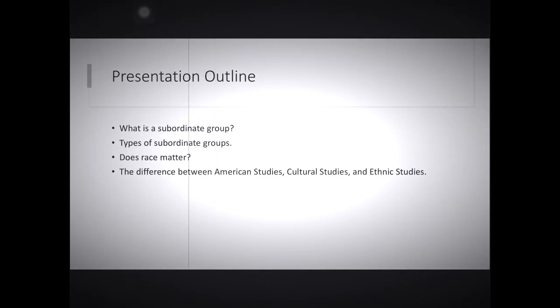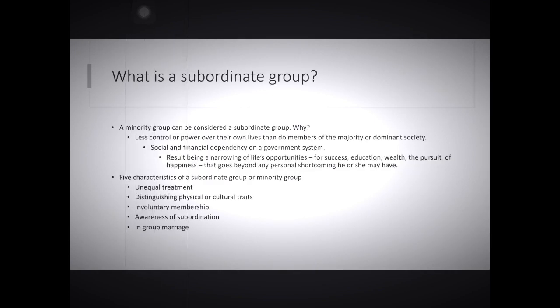Now, when I use the term subordinate, remember we're looking at it from a sociological perspective. This is not a term that I use in my daily life. So let's really break down what this means. A minority group can be considered a subordinate group. Why do you ask? Because they have less control or power over their own lives than do members of the majority or dominant society. Because of this form of oppression, the narrative is created that minority groups are socially and financially dependent on the government system. It argues that they don't have the same understanding for success, education, wealth, or the pursuit of happiness. And we all know that that is just not the case.